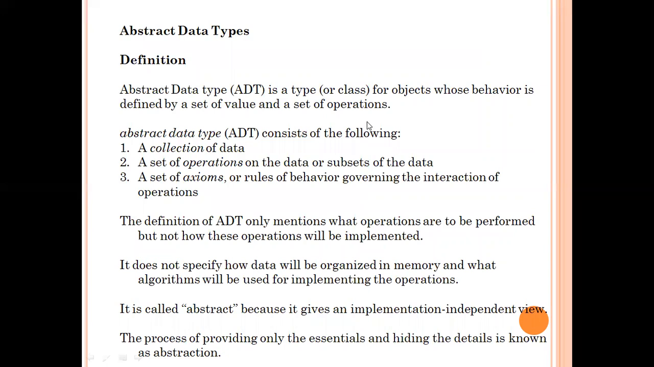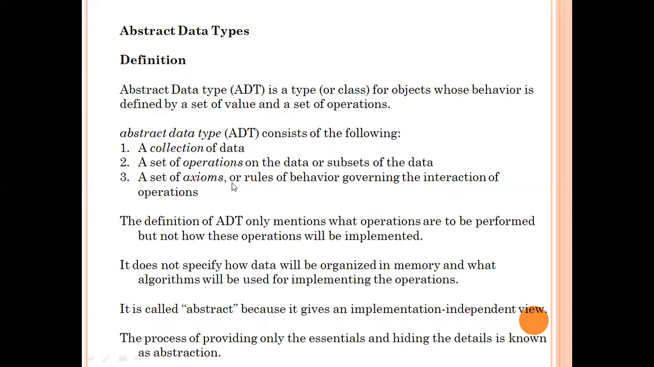Next point is the abstract data types. The meaning of abstract is hiding. See the definition of the ADT. ADT means abstract data type, a type or class for objects whose behavior is defined by a set of values and a set of operations. ADT consists of a collection of data, a set of operations on data, then a set of rules of behavior governing the interaction of operations.